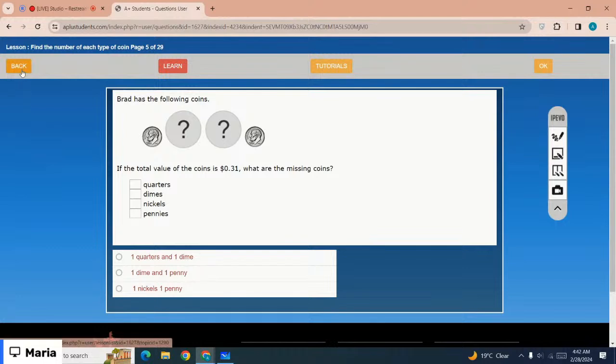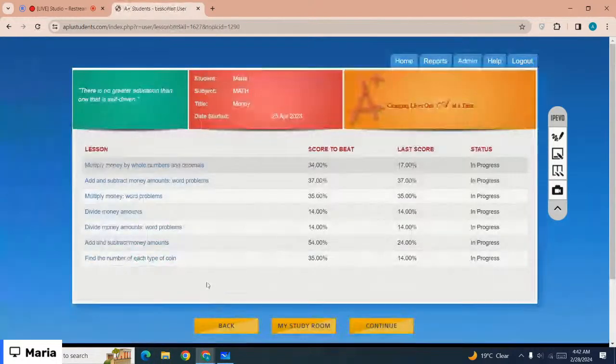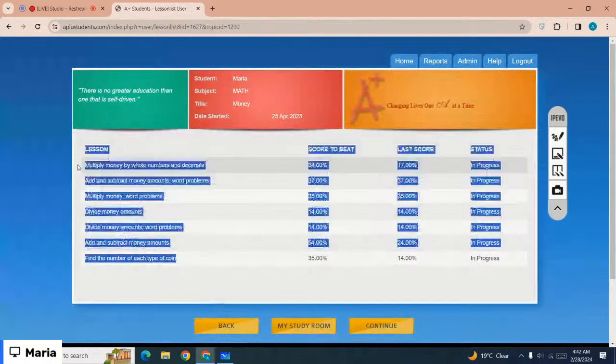Okay, you can complete the lesson by yourself later today. So we were working on grade 6 math. The chapter we're working on is money. And the lessons we have covered today are multiply money by whole numbers and decimals, add and subtract money amounts, word problems you have to do on your own, right? Then we did divide money amounts, then add and subtract money amounts. The one we have just finished is find the number of each type of coin, right? So please make sure before the next session you complete all the practice questions for the lesson today. That is your homework until next session, right?